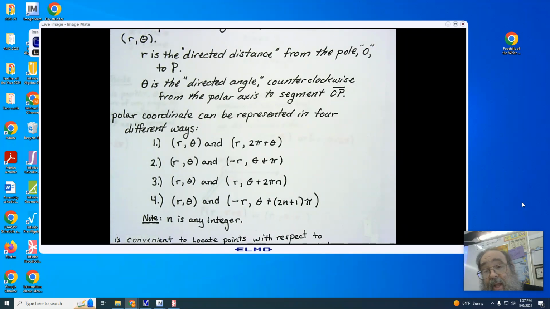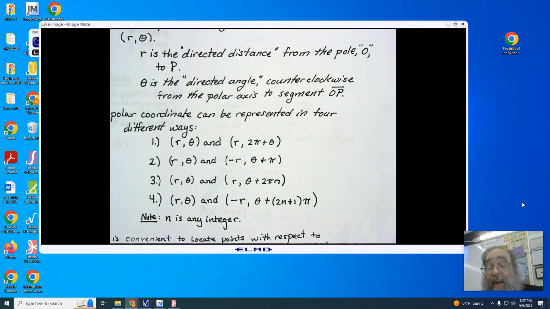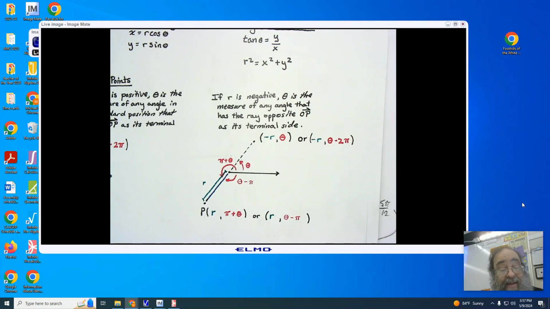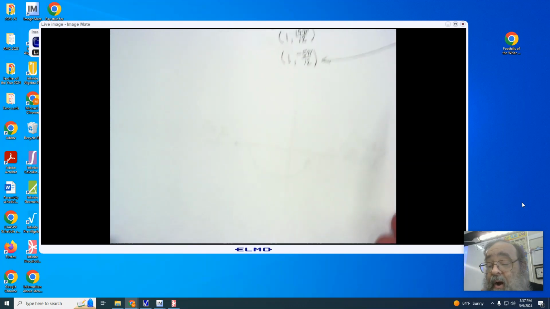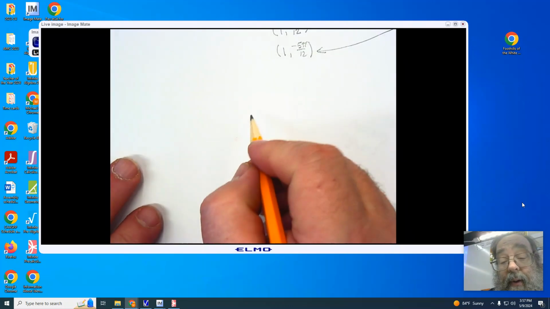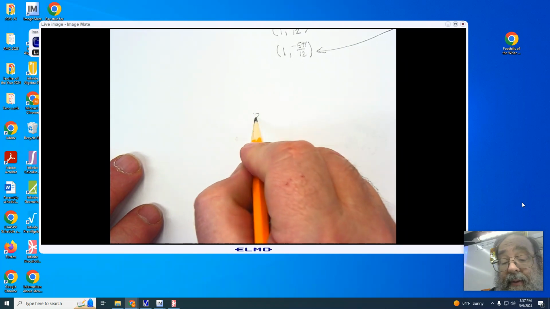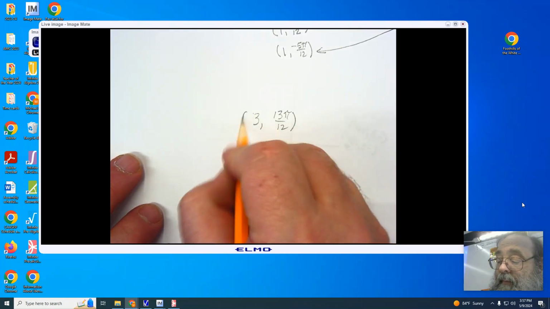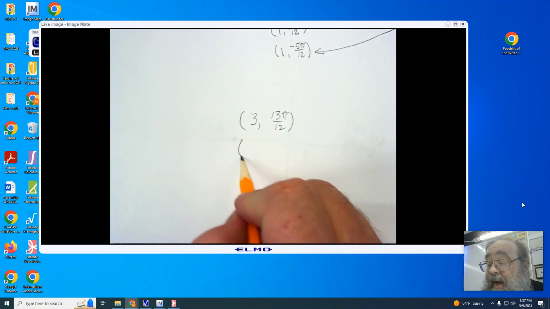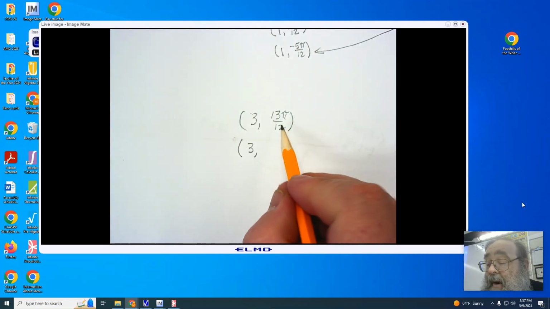Okay. Now this is graphing polar points. It isn't easy. It does take time, and it requires practice. Okay? Let's do one more, and then we're going to call it quits on this lesson. We're going to take a look at 3, 13 pi over 12.